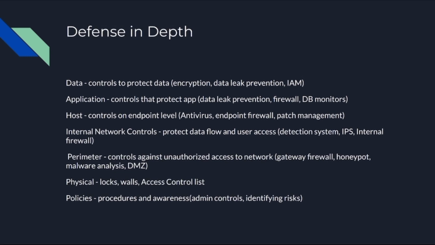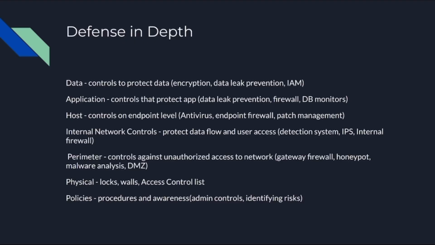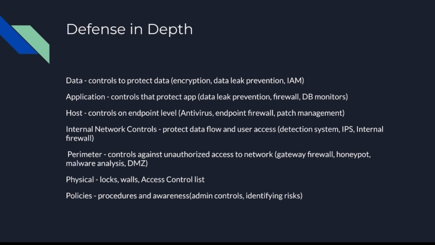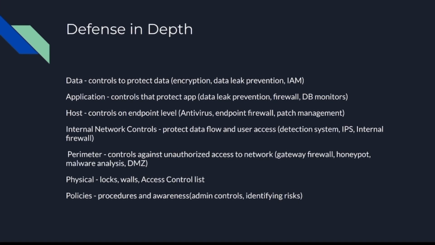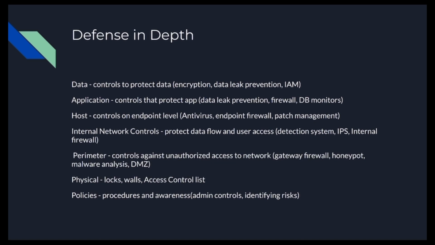Defense in depth. This is using multiple types of access controls and literal or theoretical layers to help an organization avoid a monolithic security stance. Things like data, which controls or protects data, like encryption, data leak prevention, and an IAM system. And you have your application, which controls and protects the application, things like data leak prevention, firewall, and database monitors. Then your host, which controls at the endpoint level: antivirus software, a firewall, and patch management, as well as a configuration detection system. Then you have internal network controls, things that protect data flow and user access, so an additional detection system, an intrusion prevention system as well.